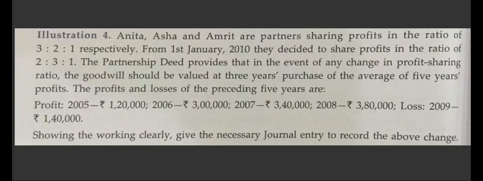Anita, Asha and Amrit are partners sharing profits in the ratio of 3:2:1 respectively. From 1st of January 2010, they decided to share profits in the ratio of 2:3:1. The partnership deed provides that in the event of any change in the profit sharing ratio, the goodwill should be valued at 3 years purchase of the average profits of 5 years. The profits of the 5 years are 1,20,000, 3 lakh, 3,40,000, 3,80,000 and 1,40,000 loss. We have to pass the journal entry. Let's start. Similar question.